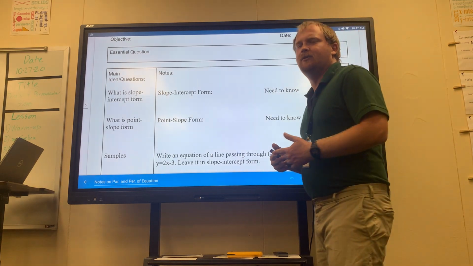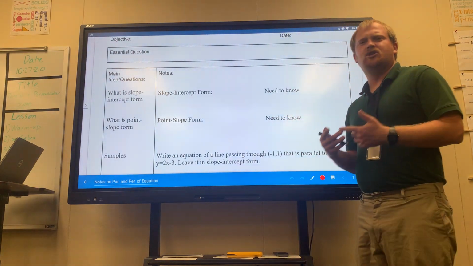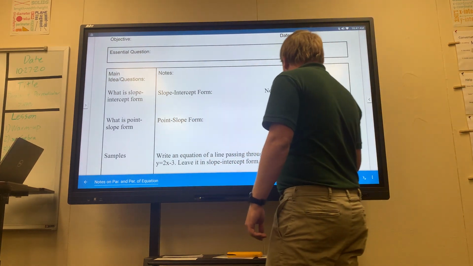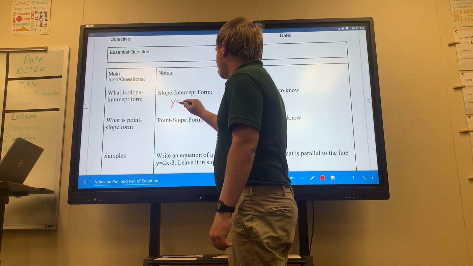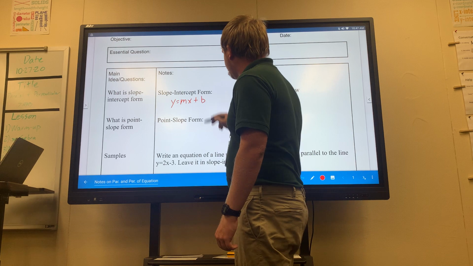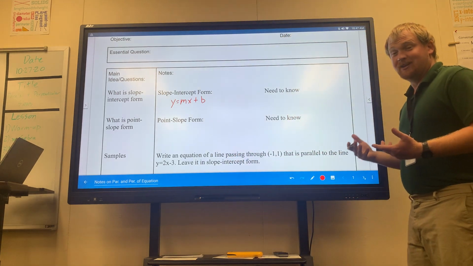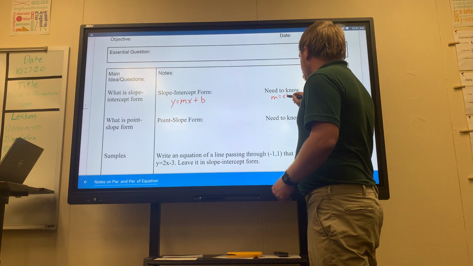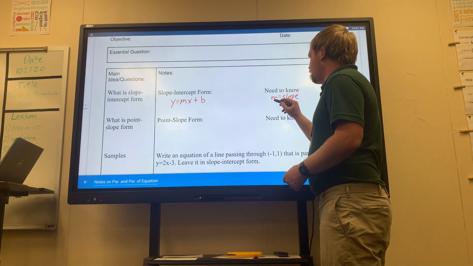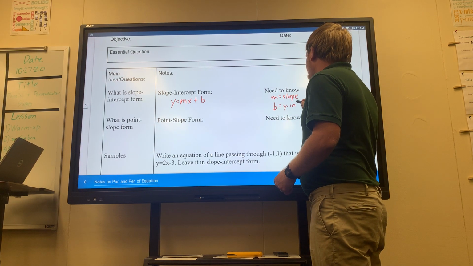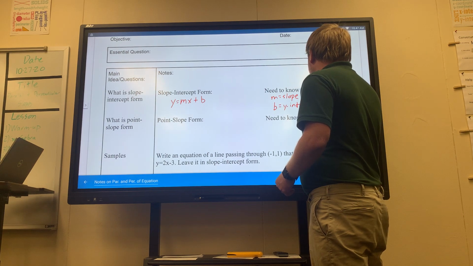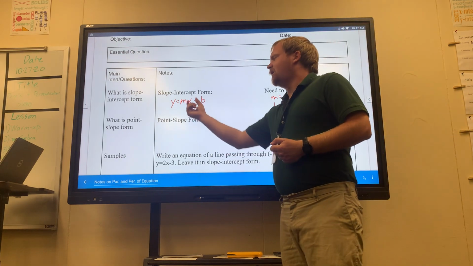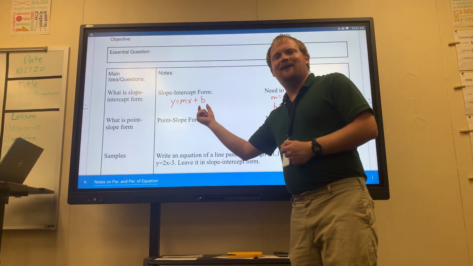So one of the first things I need is a good understanding of what slope-intercept form is, which is y equals mx plus b. We need to know what slope and y-intercept are. M is going to be my slope, and b is going to be my y-intercept.